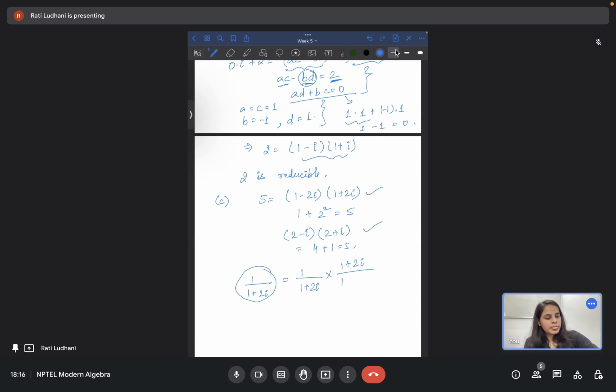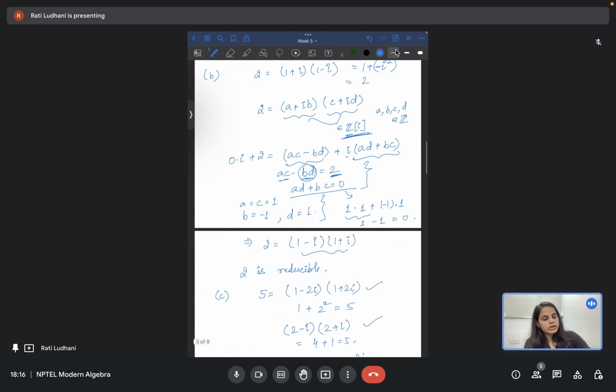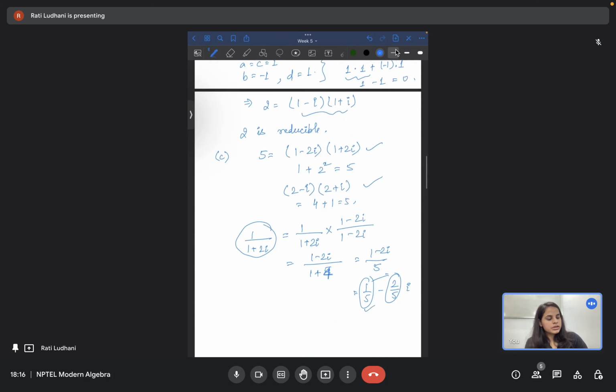So for that, you must have done rationalization in 12th or these kind of things. So you will get this, and 1 plus 2 iota by 5, 1 minus 2 iota by 5. So as you can see, you have 1 by 5 minus 2 by 5 iota. So these should be integers according to your ring, but these are rational numbers which are not integers. So you cannot have the inverse in this ring. So these are really non-unit elements.